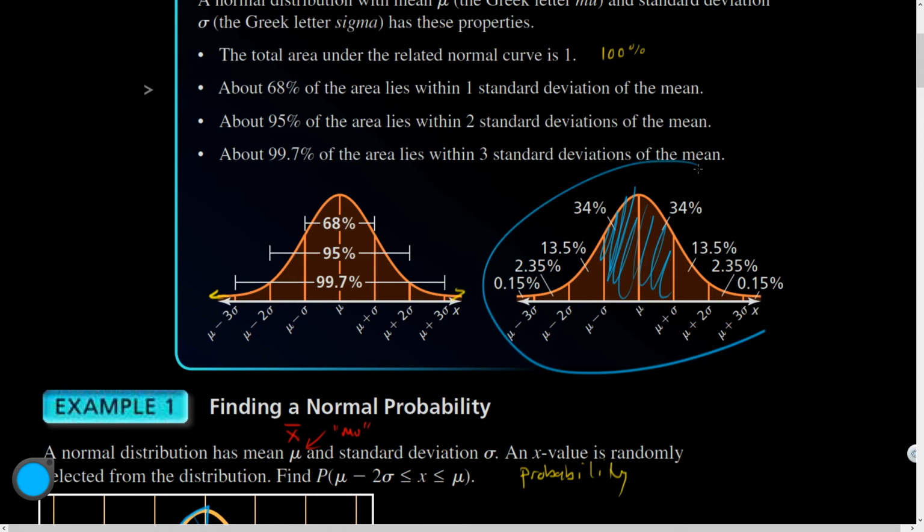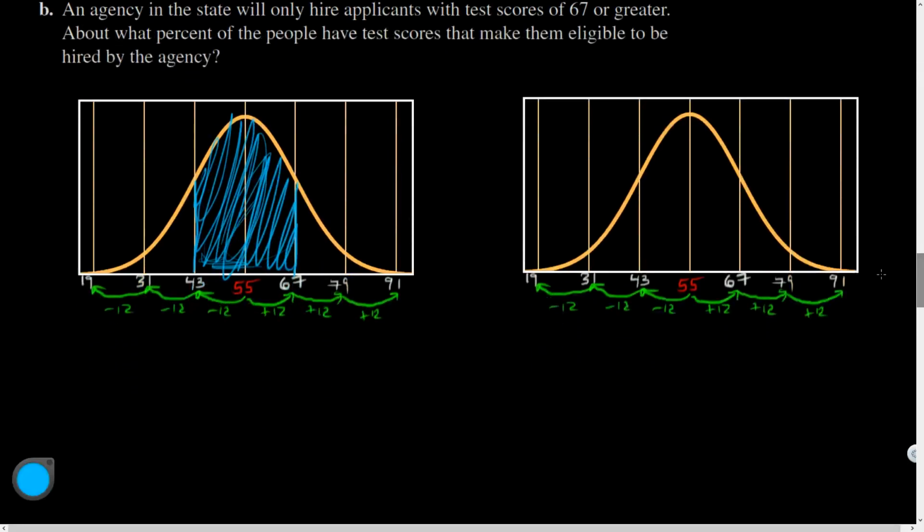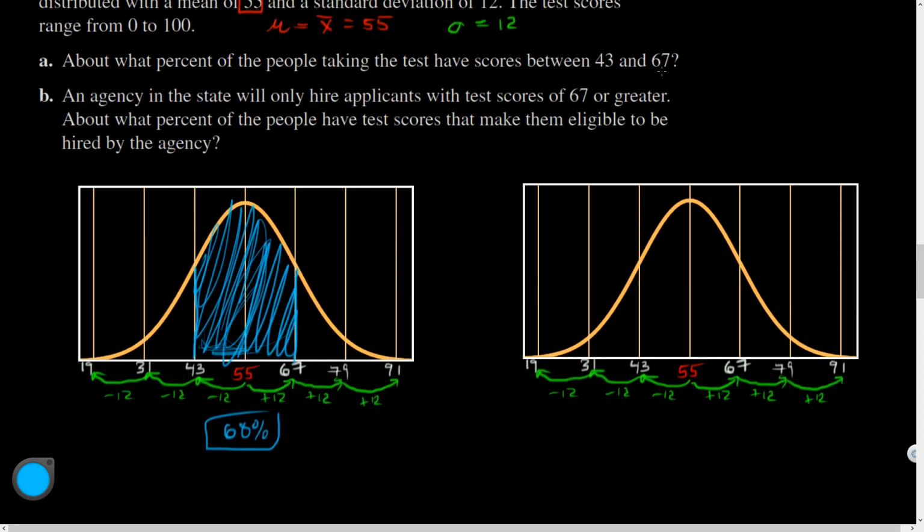This chart, a lot of times, is the more useful one. And even when it's not as fast, it's still pretty fast and easy to understand. So I would expect that 68% have scores between those values. And then it asks question B. An agency in the state will only hire applicants with test scores of 67 or greater. About what percent of the people have test scores that make them eligible to be hired? So 67 or greater. That's everybody over here all the way.